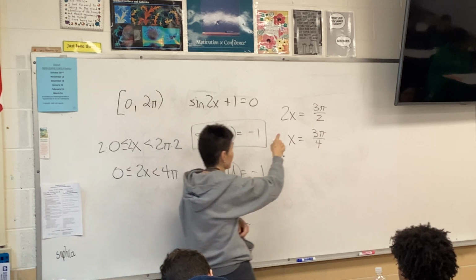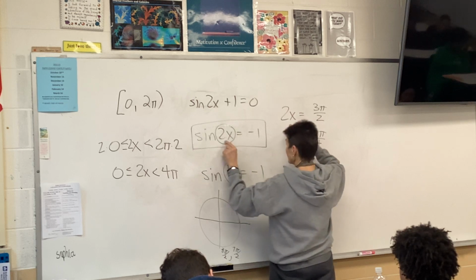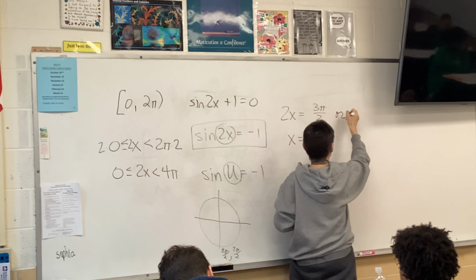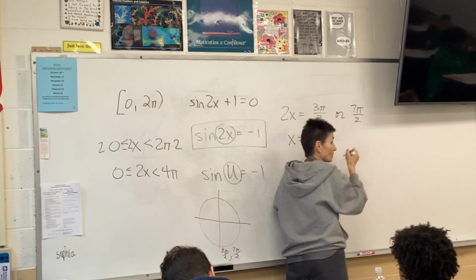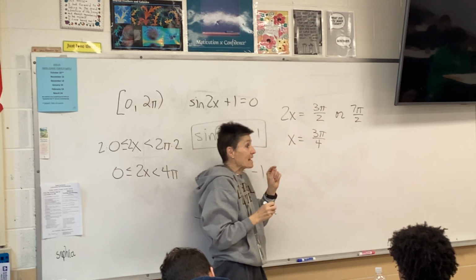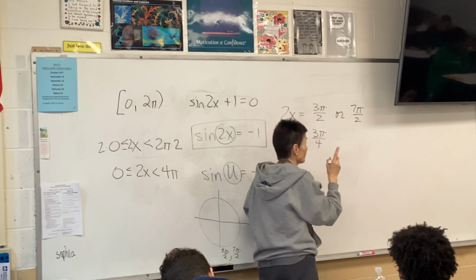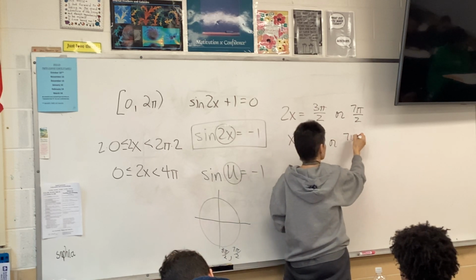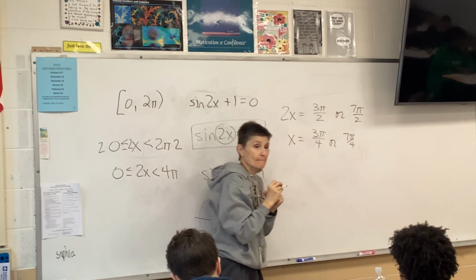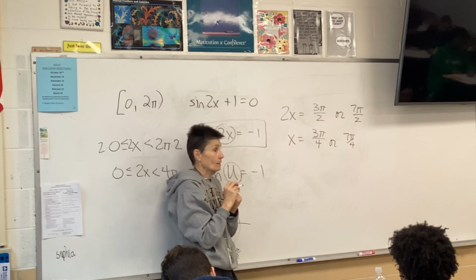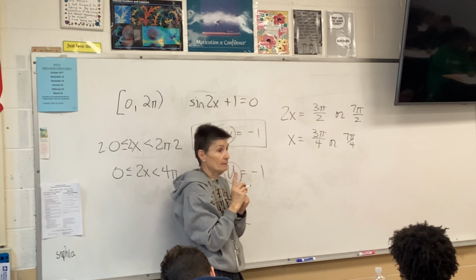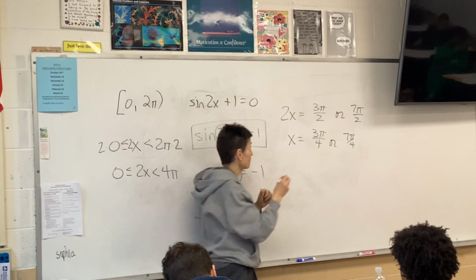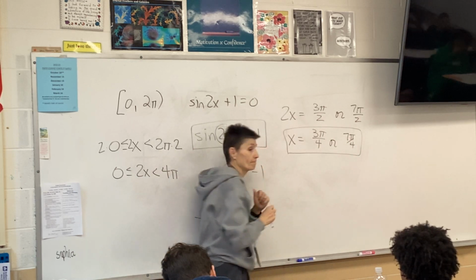So my answers, 2x, this angle right here, has to be either 3 pi over 2 or 7 pi over 2. Which means the answers to the question are either divided by 2, so 3 pi over 4, or 7 pi over 4. And that's it. So those are the 2 different answers. And those are the final.